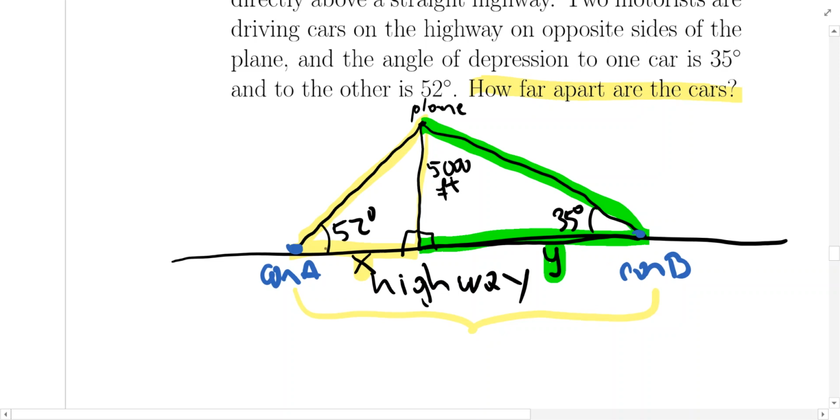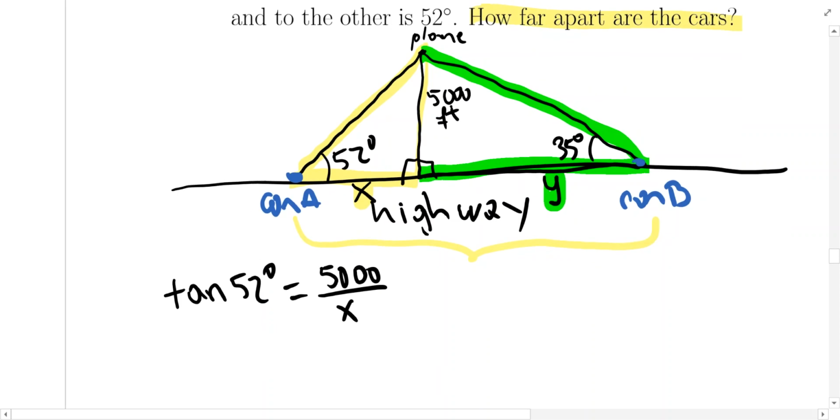So in the yellow triangle, I'm interested in a trig function that involves adjacent and opposite, and the angle is 52. So I'm going to apply tangent. So tangent of 52 degrees equals opposite, which is 5,000, over adjacent, which is x. So solving for x in here, I'll get that x equals 5,000 divided by tangent of 52.